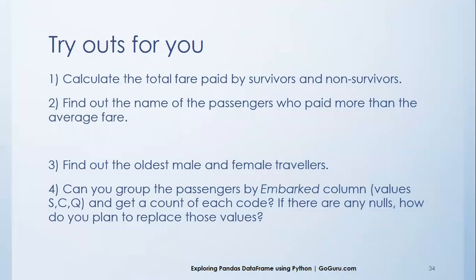Okay. Now time for your exercise. I have 4 of them for you. That is, calculate the total fare paid by survivors and non-survivors, then the names of the passengers who paid more than the average fare, and then find out the oldest male and female passengers. And then there is a column that we did not use. It's called the embarked column, which has different values in it. You might want to get a count of it and identify if there are any nulls, and see how you plan to replace them. These are some things for you to try out.